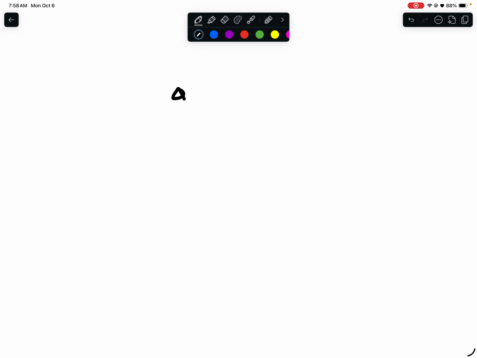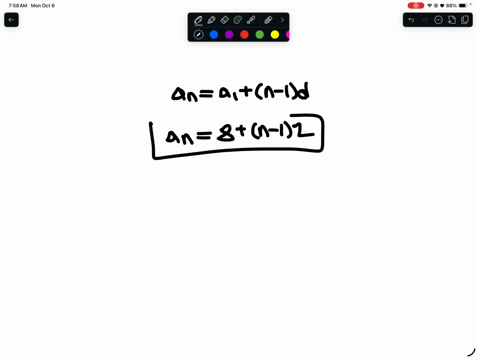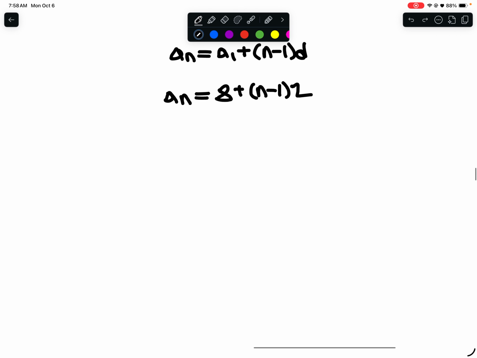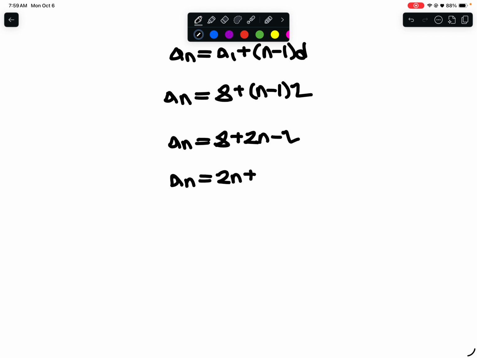So from my explicit form of my arithmetic sequence, I want a sub 1 plus n minus 1 times my common difference, which is going to be 8 plus n minus 1 times 2. So if I want explicit form, this would be my arithmetic sequence. Now, I could also ask you to rewrite it in slope-intercept form. So this would be 8 plus 2n minus 2, which means it could be written as 2n plus 6. So I could ask you for explicit form, or I could ask you for slope-intercept form.